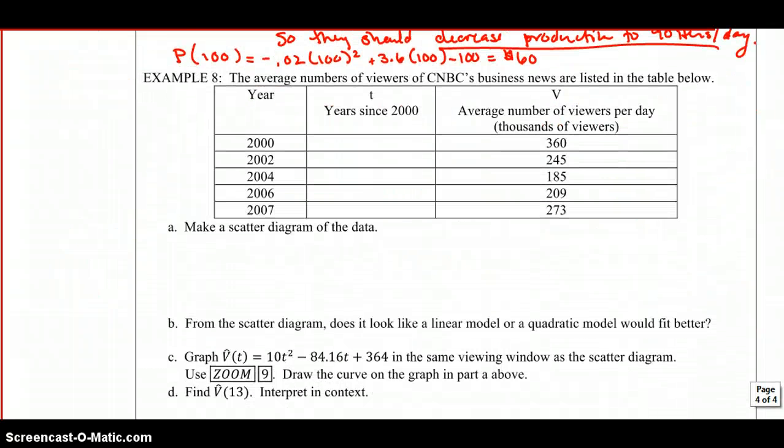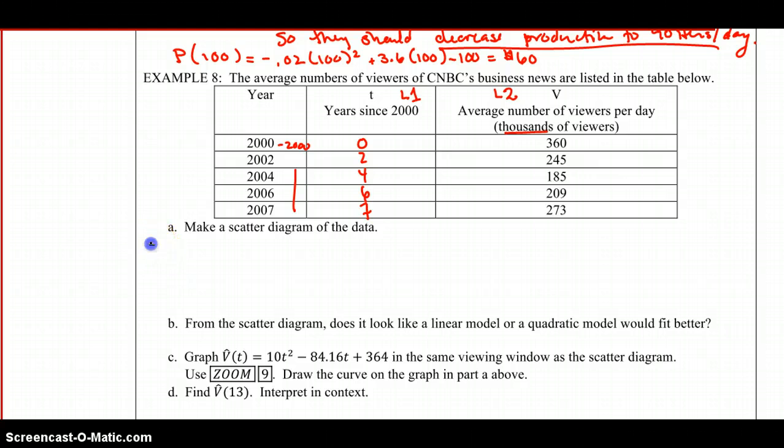All right, so our last example for this section. Okay, looking at some real-world data. So we've got the average number of viewers of CNBC's Business News listed in the following table. So these are the years and the collected data in thousands of viewers. And we're going to let T be years since 2000. So we're going to subtract 2000 from all of these, so we're going to get 0, 2, 4, 6, and 7. And we're going to put this in L1 and put this in L2.